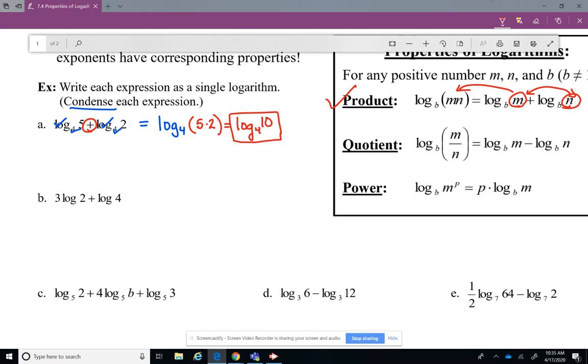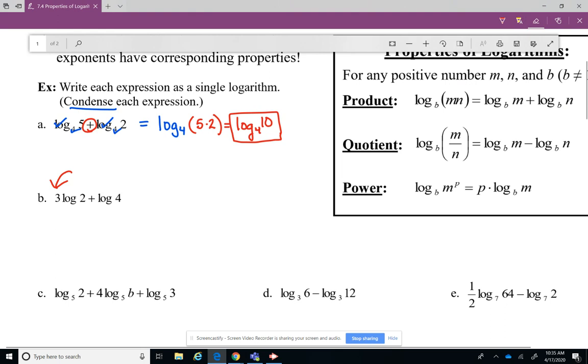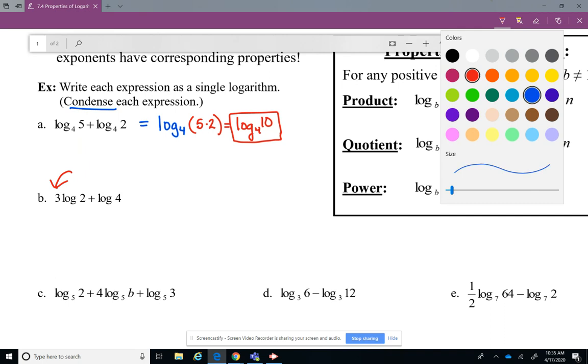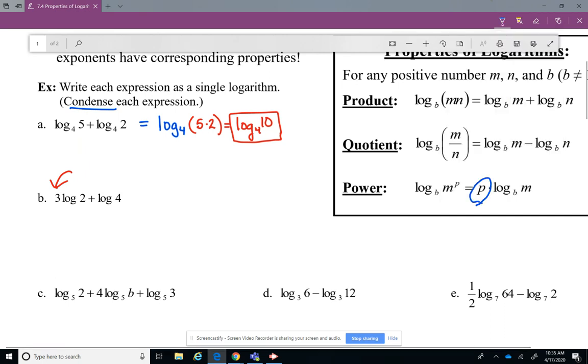But look, do you see this 3 out in front? We didn't have anything out in front. Anytime you see something out in front and you are getting ready to condense or simplify or write it as a single logarithm, you've got to take that 3, which is the coefficient. I'm going to circle it over here on your right in blue. It's like the p. And you're going to take it and make it become the exponent. So this 3 right here is going to become the exponent of that 2 right there. So I'm going to rewrite it and make it look like that. So the coefficient becomes the exponent.